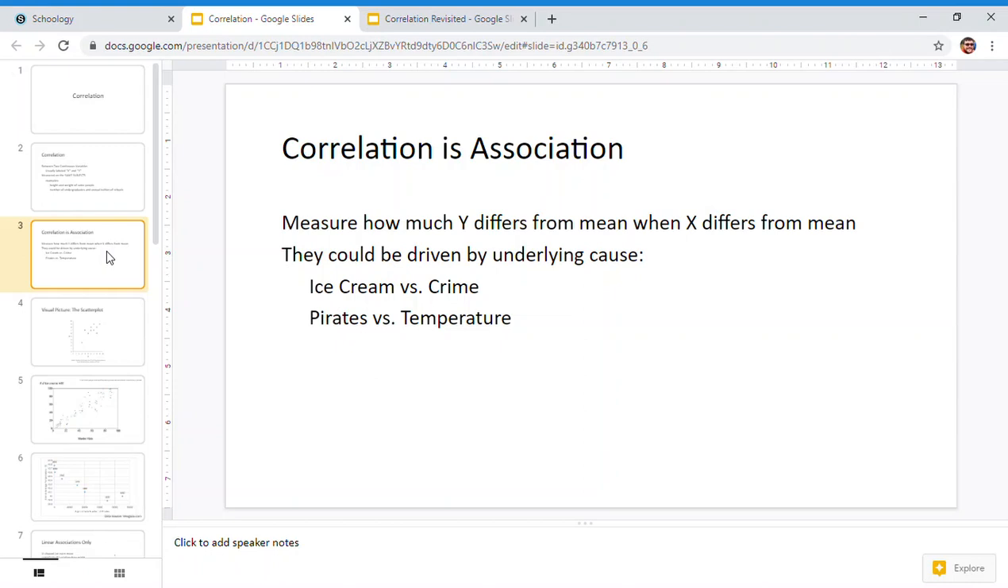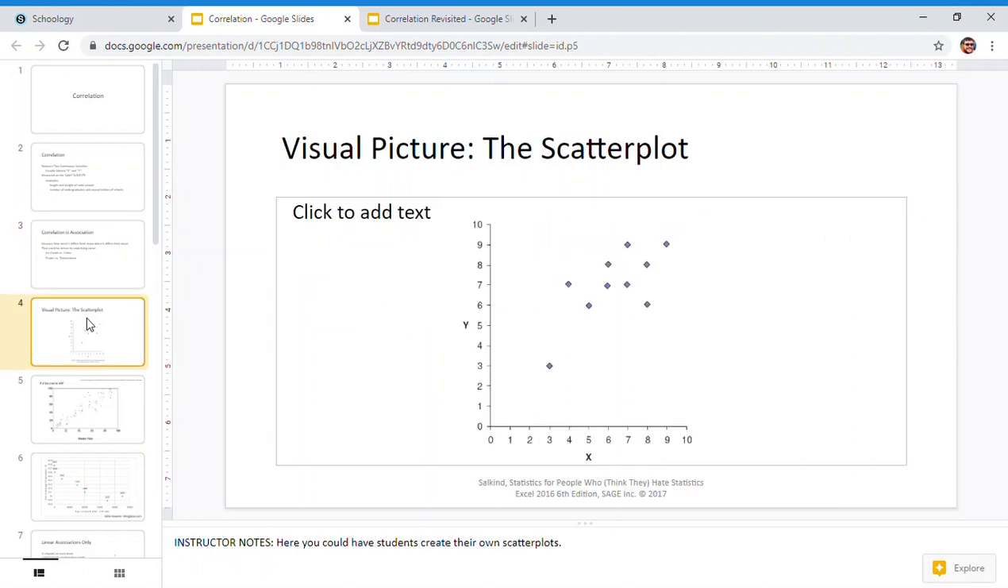Correlation is a measure of association. It measures how much y, one of the variables, differs from the mean when x differs from the mean. It can be driven by an underlying cause. So we're going to talk about ice cream and crime and pirates and temperature. These are both things that have correlations with each other, but it's not because of a direct relationship. So what do I mean by that? I'll show you in a second.